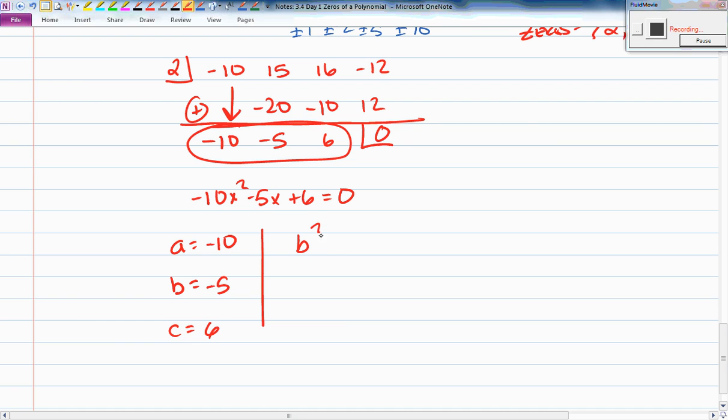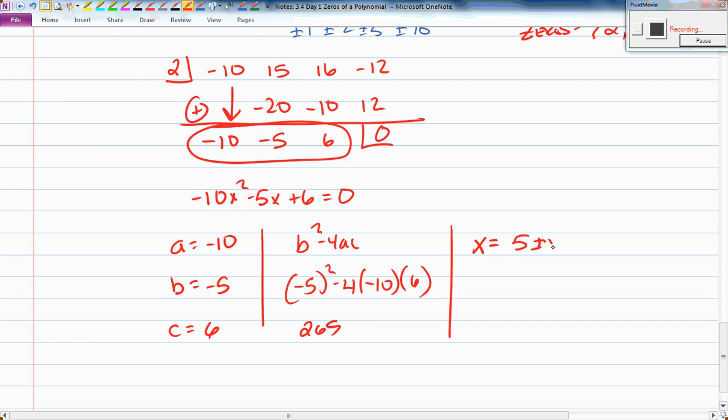When I check here, I get b squared minus 4ac, which is negative 5 squared minus 4 times negative 10 times 6. That's going to be 25 plus 240, so I'm looking at a grand total of 265. So to solve this, I'm going to get x equals 5 plus or minus the square root of 265, all divided by 20.